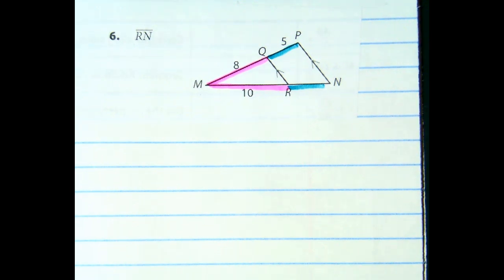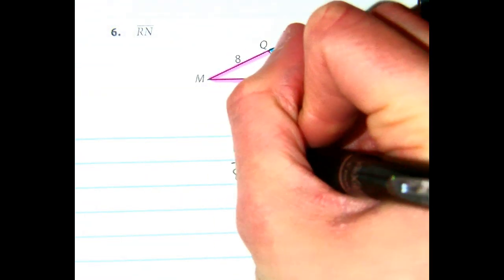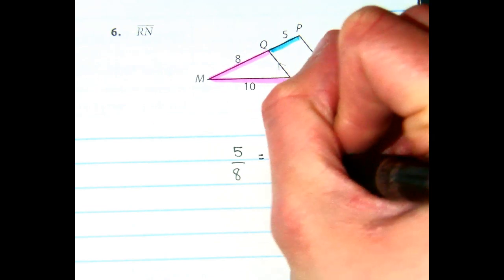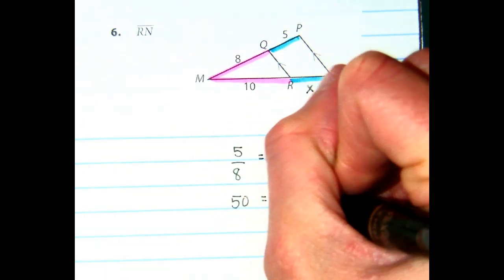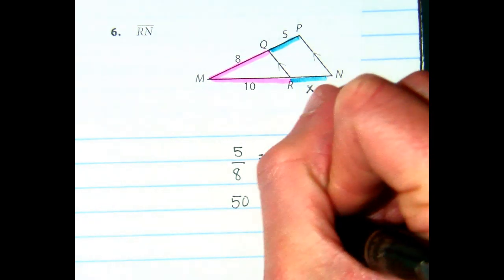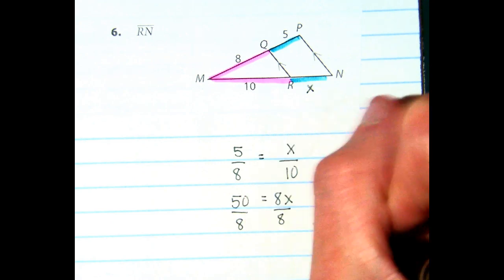Alright, if you set it up with a proportion on number 6, what did you do? Cross multiply, 50 equals 8x. Divide by 8. What is x equal to? 6.25.